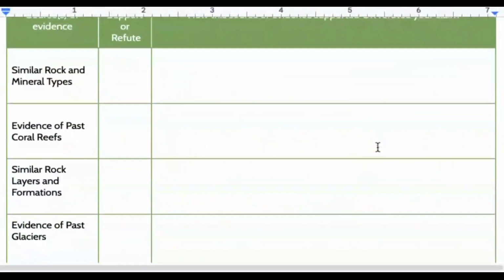is to evidence of past coral reefs, I would put an R for refute. It's not supporting our idea. And we might say something like, when we put these continents together, the coral reef areas are not touching. They're not in the same areas. It's not helping us support the idea that they were together in one spot.